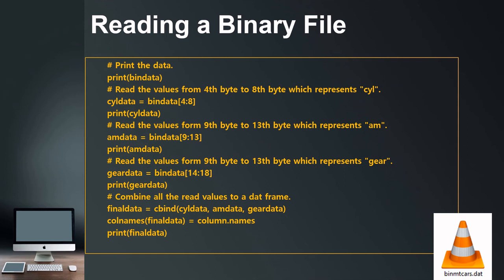So all the data has come into the bin data, which is being printed, and now the 4th byte to the 8th byte is converted to CYL data, which is going to be printed. One by one, all columns are based on certain bytes. So the 4th byte to the 8th byte is the CYL data. After that, again there will be a separator. Then 9 to 13 is the AM data. Again there will be a separator. And 14 to 18 will be the gear data of the car. So printing the gear data.